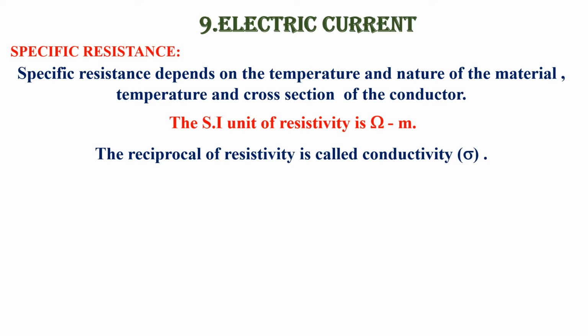Resistivity opposes the flow of electric current. Conductivity continues the flow of electric current. And that is marked by rho. This is marked by rho, Nana. Okay. So, SI unit of resistivity is ohm meter, Nana.